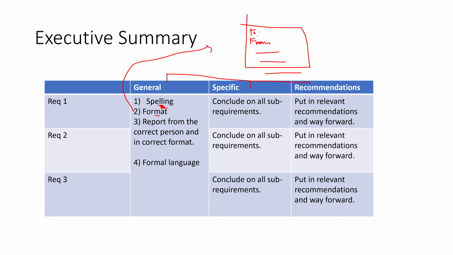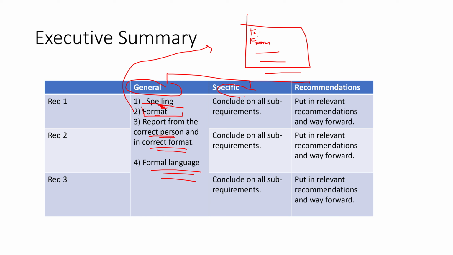Okay. Now, what I would say is that it might be worth having this information in your open book, like having what format you're going to use for your executive summary, because then you can just do a copy and paste exercise. The report has to be obviously from the correct person to the correct people and in the correct format, and you get marks for using formal language. Okay, so that's the general.